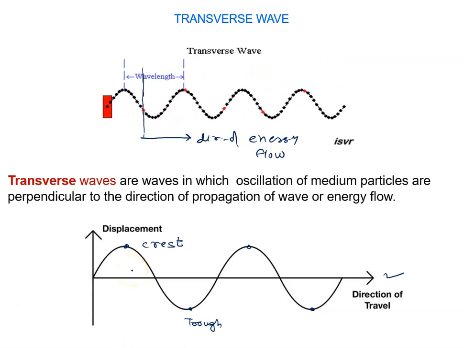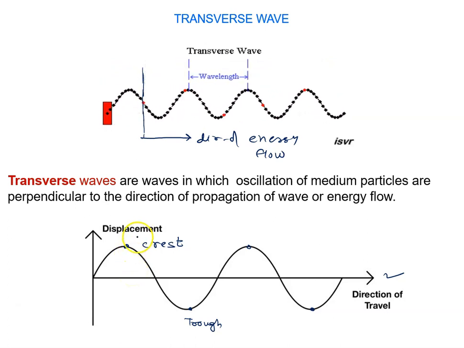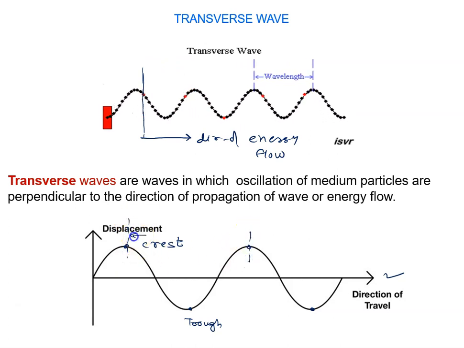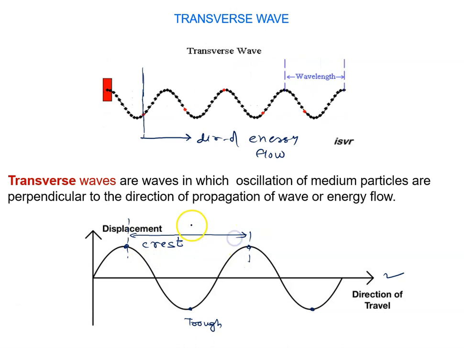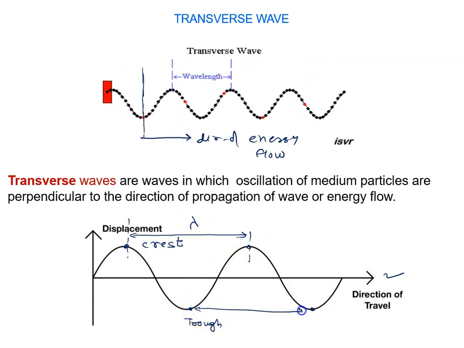If we have to measure the wavelength of the transverse wave, we can measure it by measuring the distance between two consecutive crests. This is known as the one wavelength. And wavelength is written as a symbol lambda. Distance between two consecutive trough, it is also known as the one wavelength lambda.